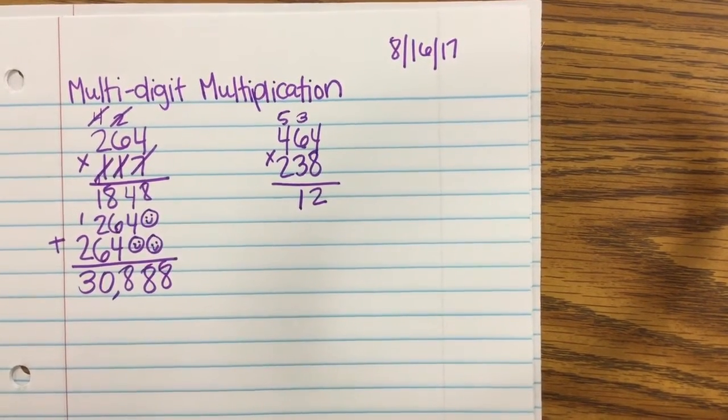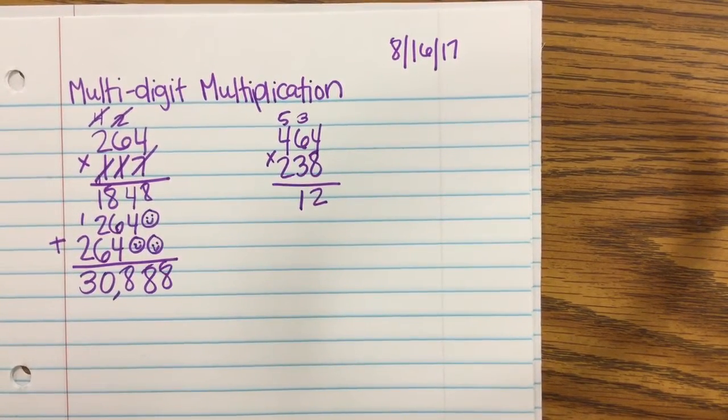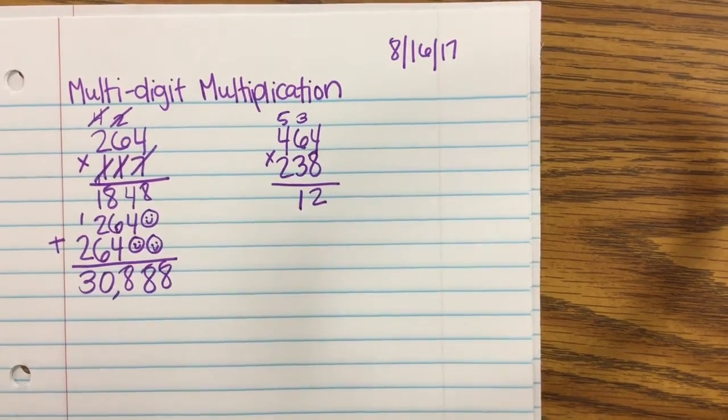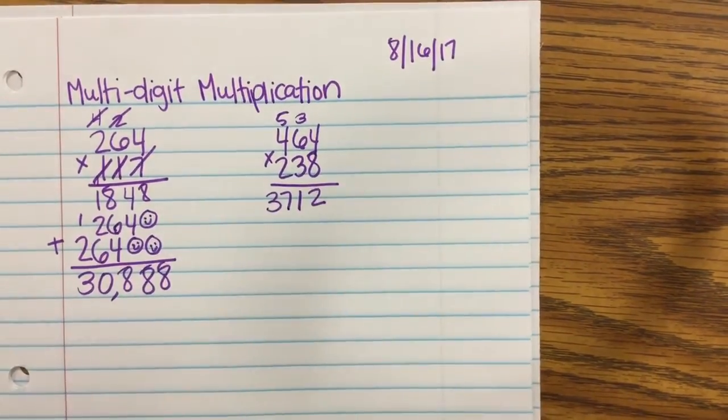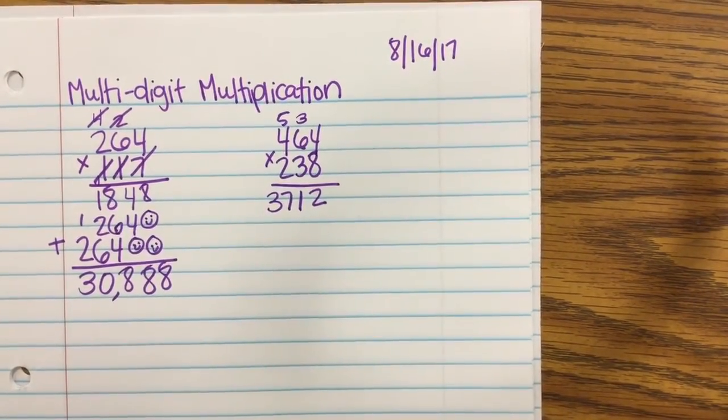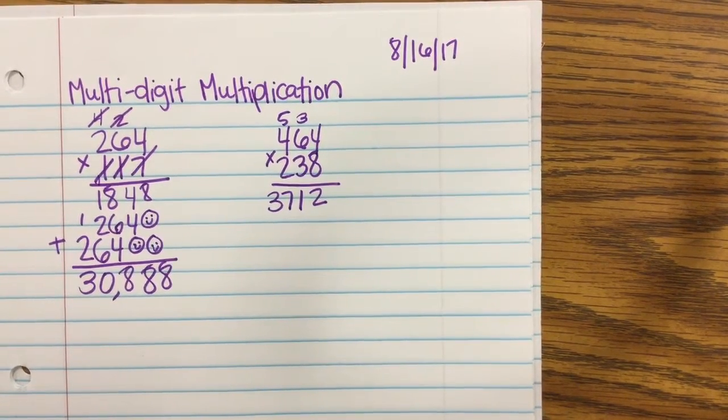Okay, 8 times 4 again. 8 times 4 is what? 32 plus 5. Am I done with my ones place? Yes, y'all have to listen to the question before you answer. Yes, I'm finished with my ones place, so what can I do next?